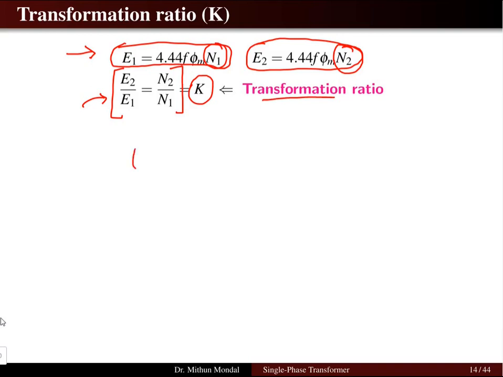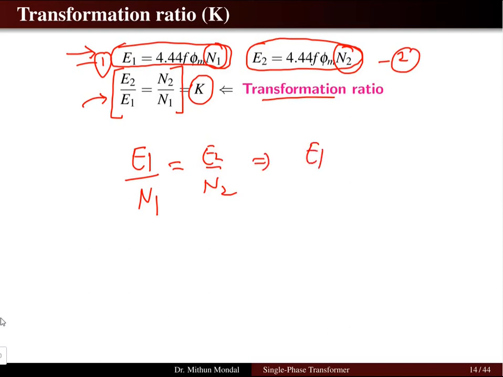So we have just arranged this one as E1 by N1 from the first equation is equal to E2 by N2 from the second equation. This is EMF per turn. So if I arrange this equation, I will get E1 by E2 is equal to N1 by N2. Now the transformation ratio can be taken as this one, or it can be taken as 1 by K. Different books take different ratios, otherwise the calculation will remain the same.